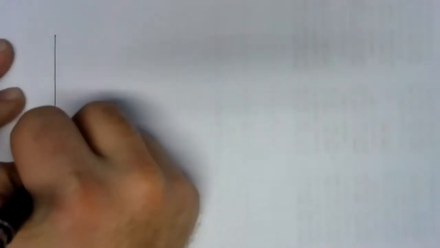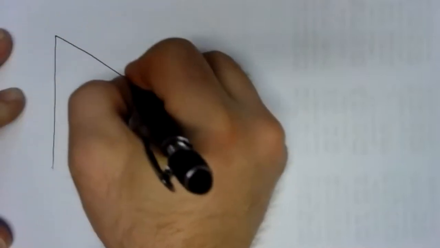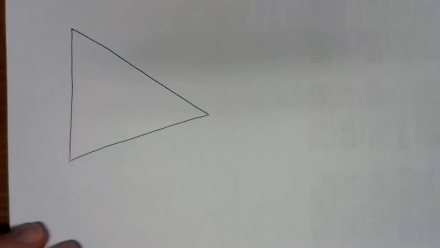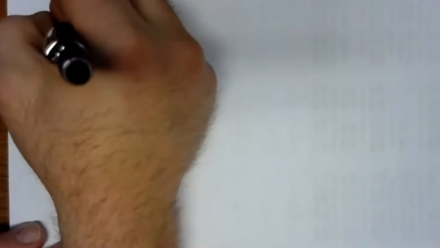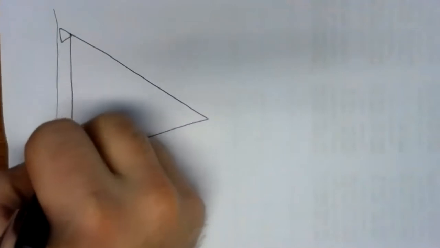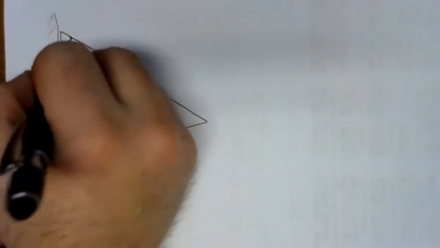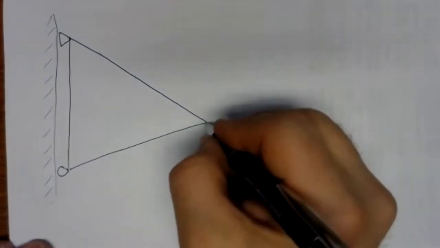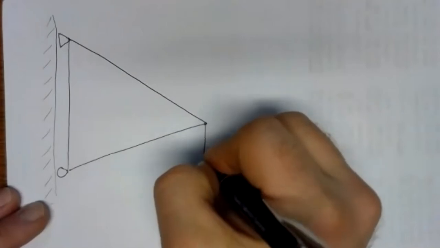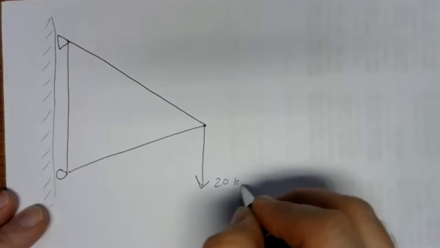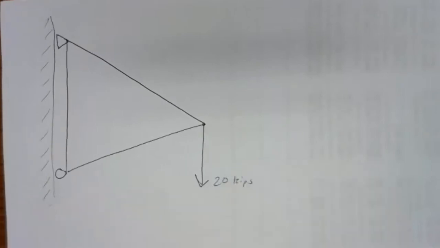So we'll draw something that looks, let's say, like that. Some sort of triangular structure. I'll put a pinned support here and a roller here. And this is sitting up against a wall. The little fringes here mean some sort of solid structure. And I think I'll hang on this a 20 kips load.